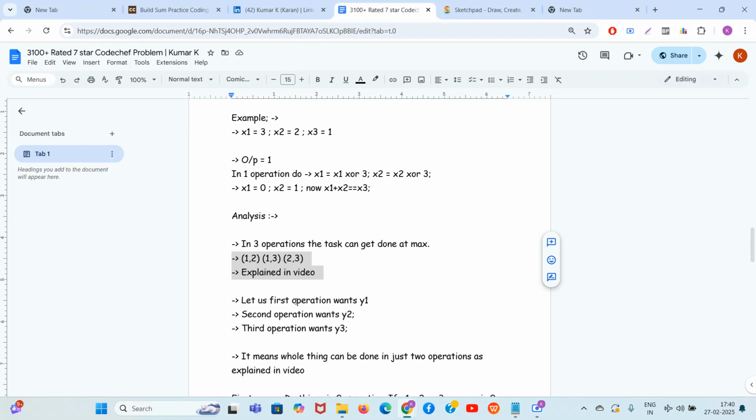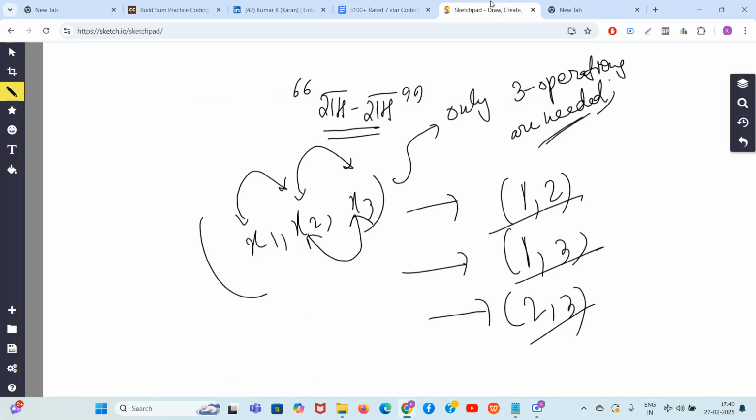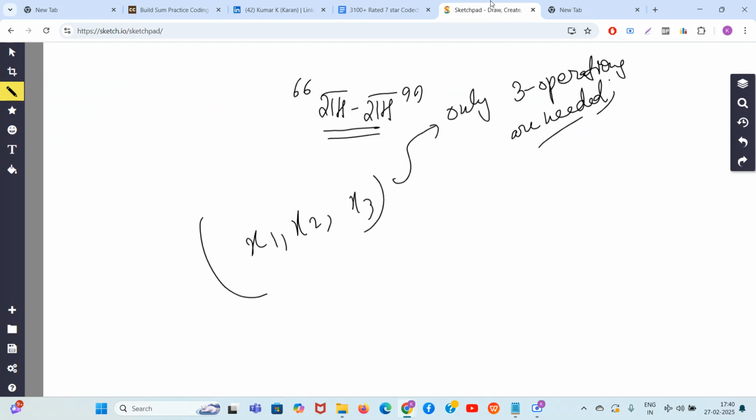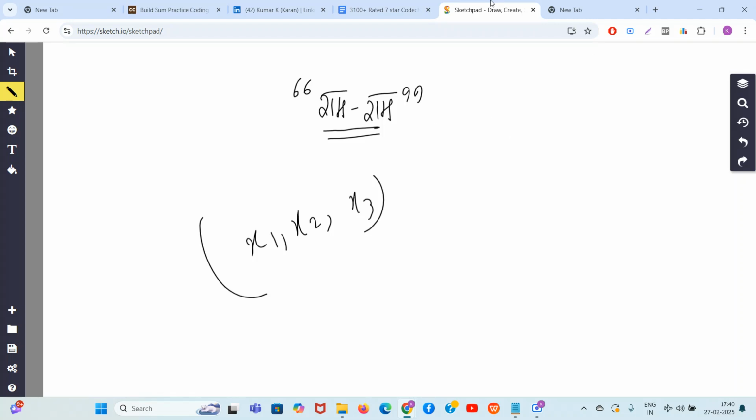So guys, first let us try the first operation with y1, then the second operation with y2, and the third operation with y3. The whole thing can be done in just two operations also. Now guys, the next analysis for this problem is that the things which can be achieved in three operations can be achieved in two operations also.